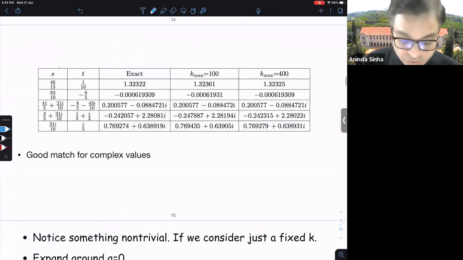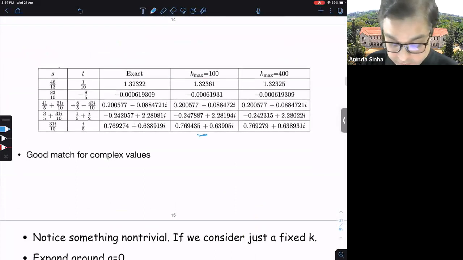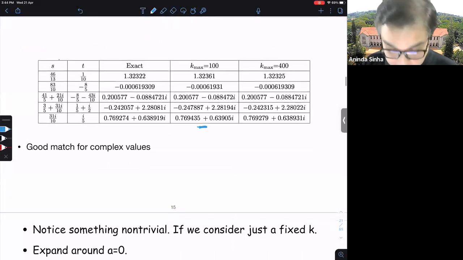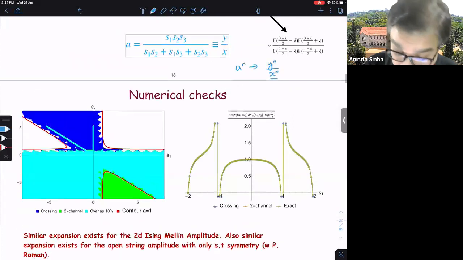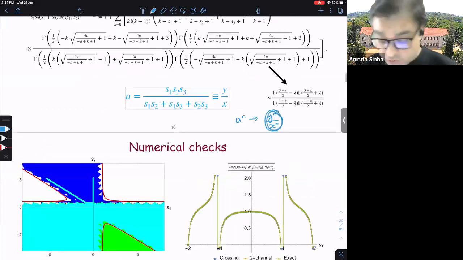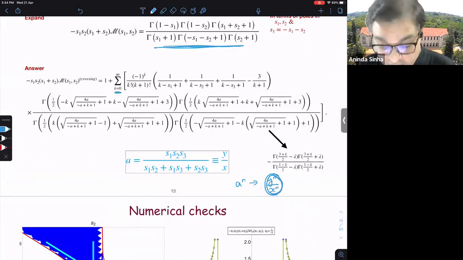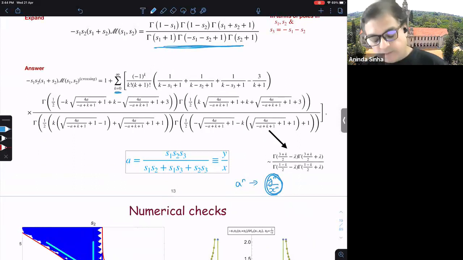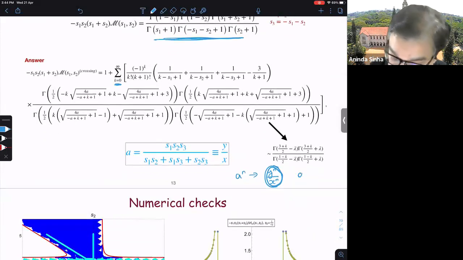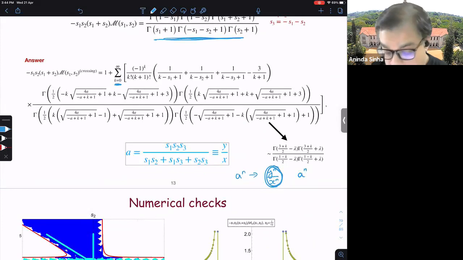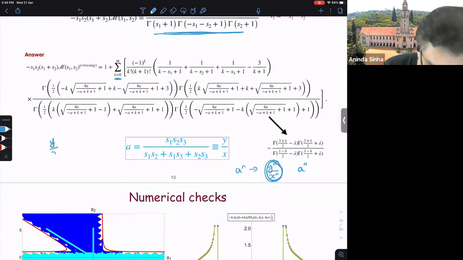So there are all kinds of checks that you can do. You can put in complex values as well, and you can see that the exact answer and this representation work very nicely. But there is an important part. I told you that there are going to be these higher and higher powers of y over x. Let's imagine that we have fixed any one term in k. We have fixed k and we are looking at this ratio of gamma functions and we are expanding around a equal to 0. What you're going to find is that you will get an infinite number of powers of a in this particular term. That's peculiar because you're going to get an infinite number of negative powers of x.